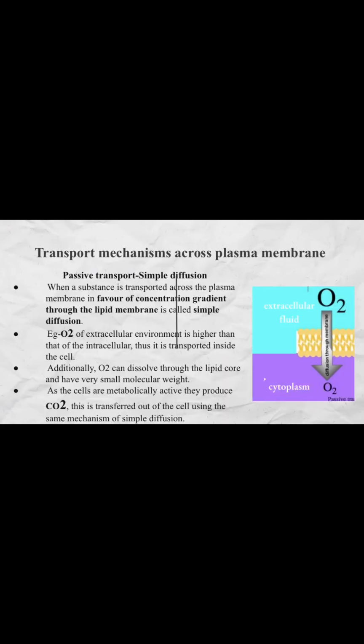Within the passive transport, we get simple diffusion. Simple diffusion is the transport of substances in favor of concentration gradient. For example, transportation of O2. Taking a look at the slide, we can see that when a substance is transported across the plasma membrane in favor of concentration gradient through the lipid membrane is called as simple diffusion. For example, O2 of extracellular environment is higher than that of the intracellular, thus it is transported inside the cell.